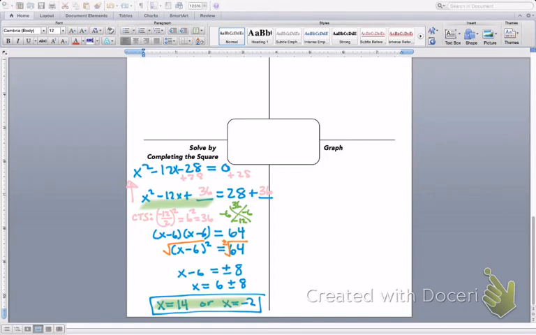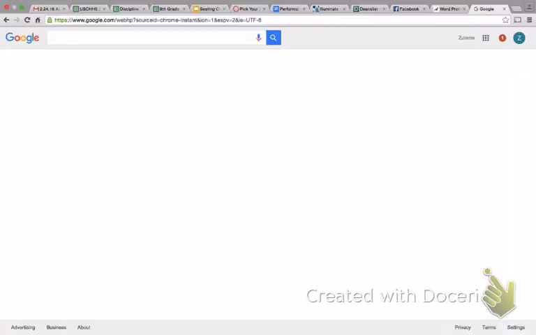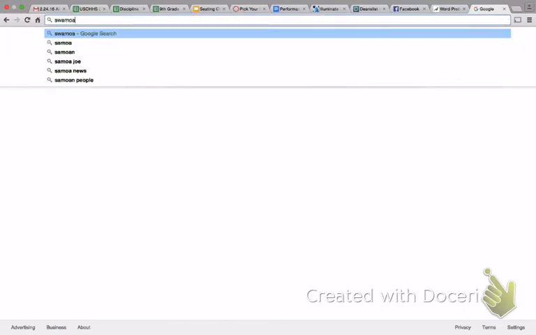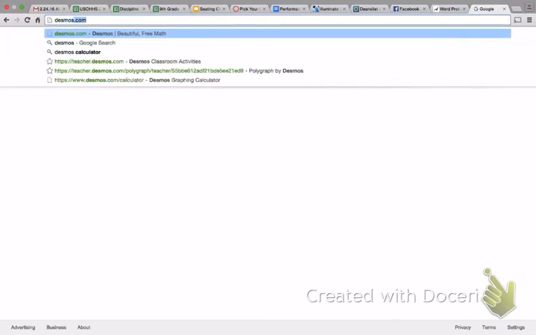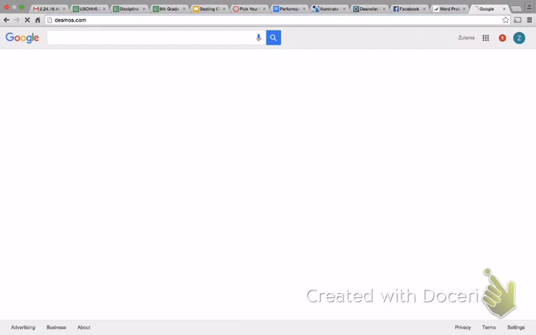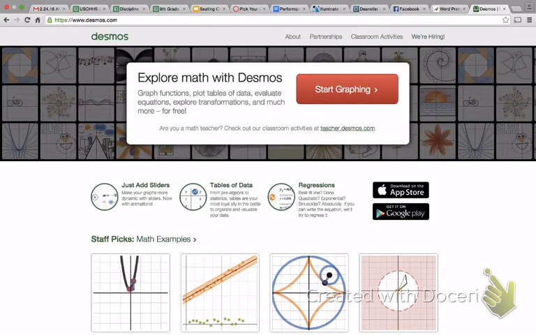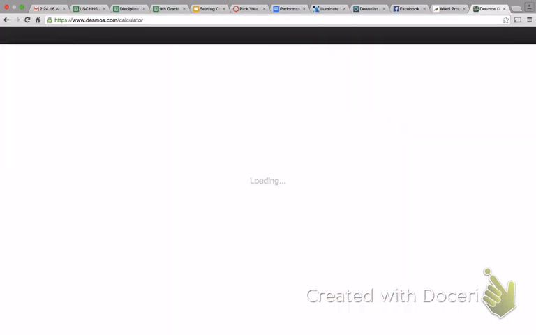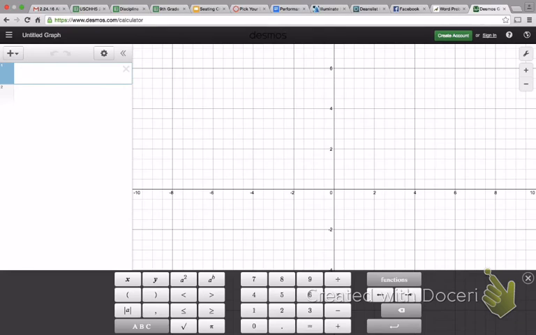All right, so what you're going to do is you're just going to go on to Google and then go ahead and type in desmos.com. So on Google, just type desmos.com. Same one from before. Click on Start Graphing. And we're going to type in our equation here on the left side.